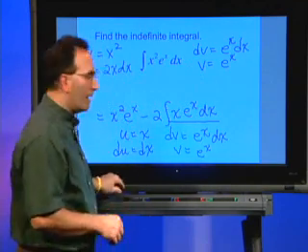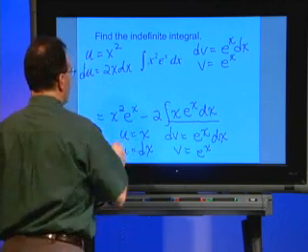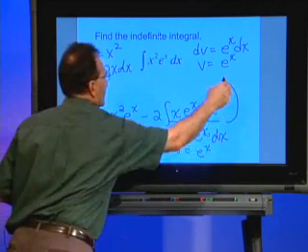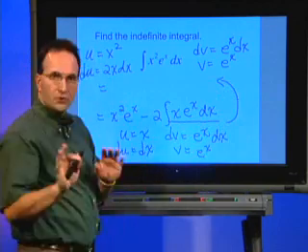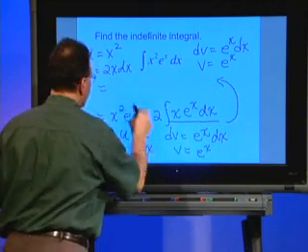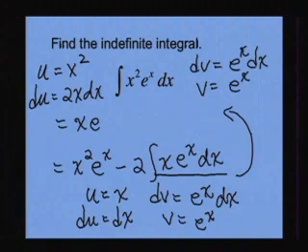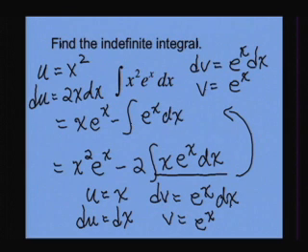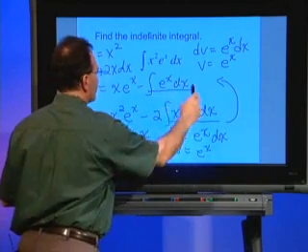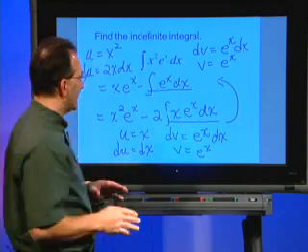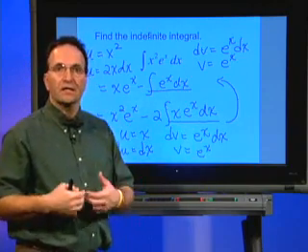And let me carry that up, so that this is going to equal this line. And we want u times v, so u times v, x times e to the x, minus the integral of v times du. So that's v times dx. So we know that the integral of e to the x dx is just e to the x.